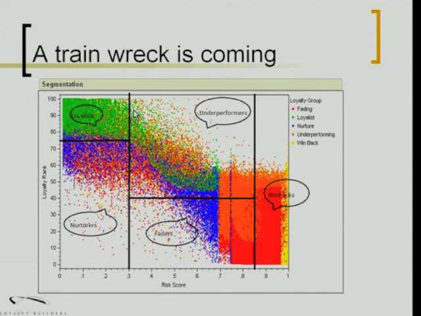In general, this company sees its customer population migrating down this way. And that's why this slide is called "A Train Wreck is Coming." It's heading to hell in a handbag again. This is not a good picture.